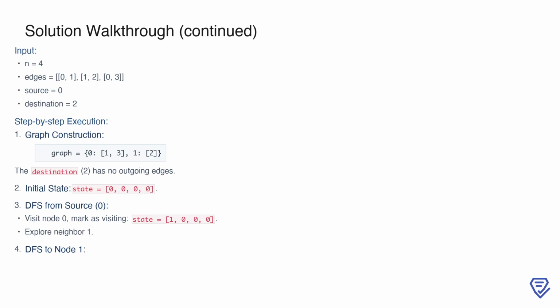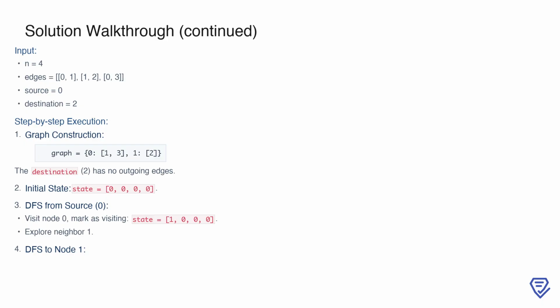The source is node 0, and the destination is node 2. First, we build the adjacency list, which shows that node 0 has 2 neighbors, nodes 1 and 3, and node 1 points to node 2. Node 2, the destination, has no outgoing edges, which satisfies one of the key requirements. We initialize the state array as 0, 0, 0, 0, and start a DFS from the source, node 0.